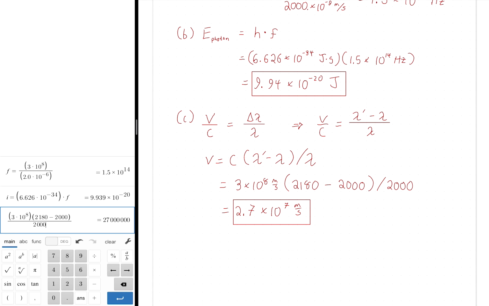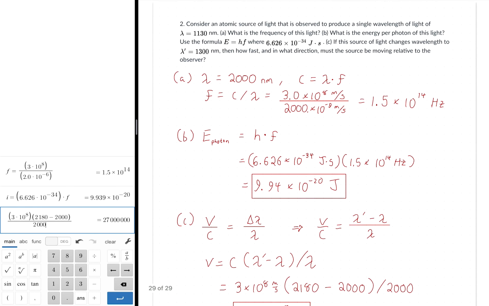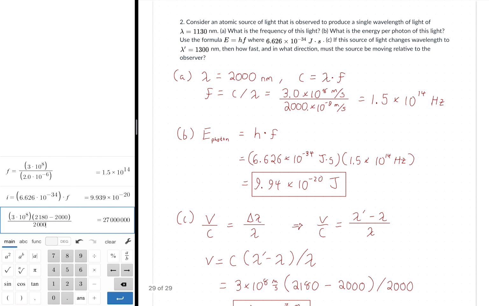But anyway, that's an example of our calculations for a problem that involves common formulas for light and the Doppler effect to measure velocity by observing light.